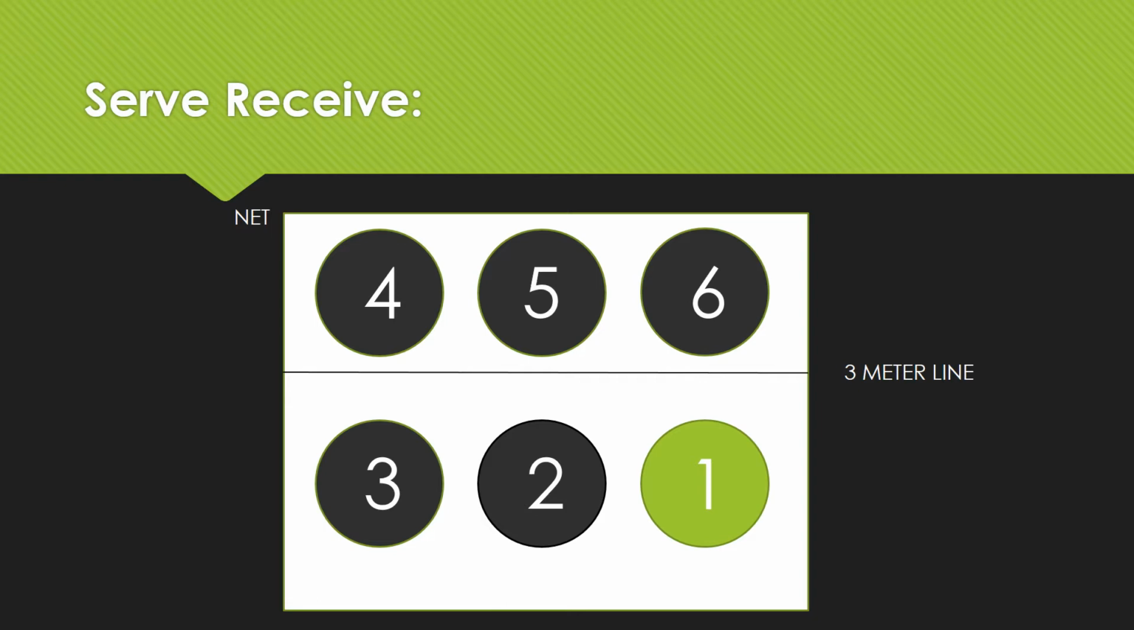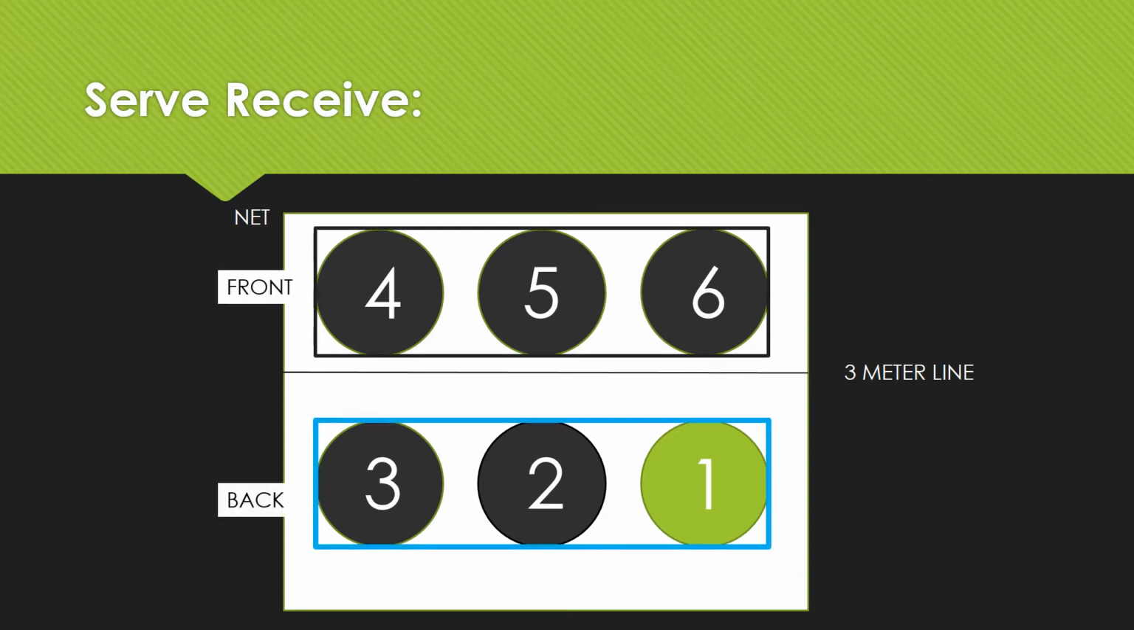One rule is about knowing if you're in the front row or the back row. This is important because when you're in a passing serve receive rotation, it matters if you are in the front or if you're in the back, because if you are in the front row, you aren't allowed to be behind a back row player, as well as if you're a back row player, you're not allowed to be in front of a front row player.